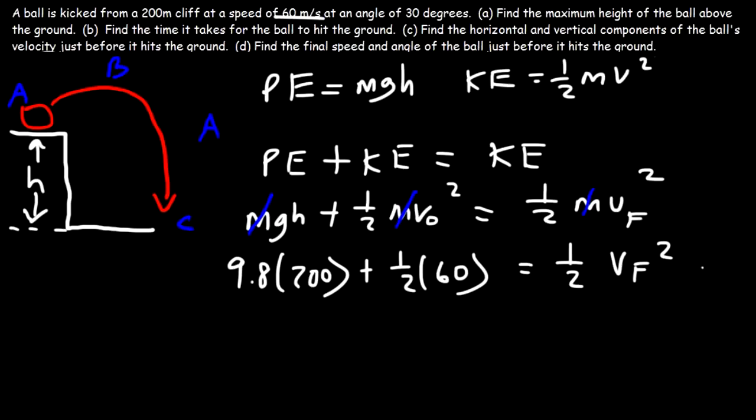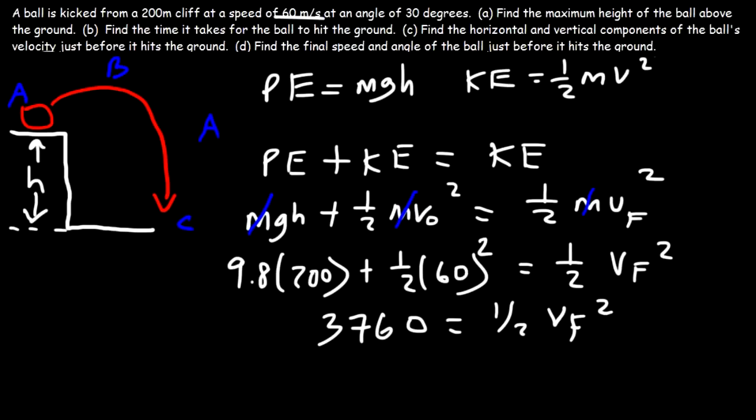So 9.8 times 200 plus half of 60 squared. Let's not forget to square this. 60 squared is 3600. Half of that is 1800. So 1960 plus 1800 is 3760.